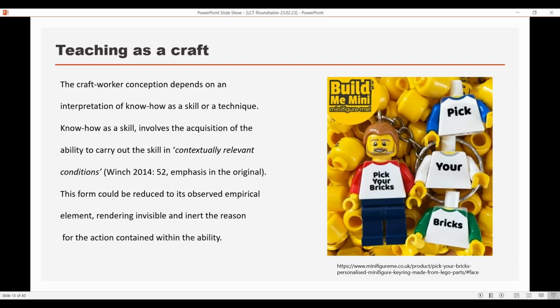So it could be that we just go with what we see: tick, you've performed that skill, tick, you've performed that technique, well done, you become a teacher, without thinking about whether it was contextually relevant. What is the reasoning? What is the judgment that lies behind the action that we could physically observe? And of course, what we can't observe are the thought processes that are going on, other than the way that they're materialized in the action.